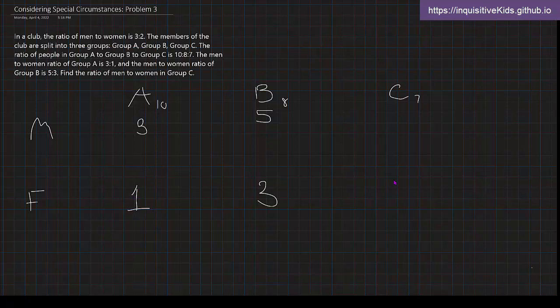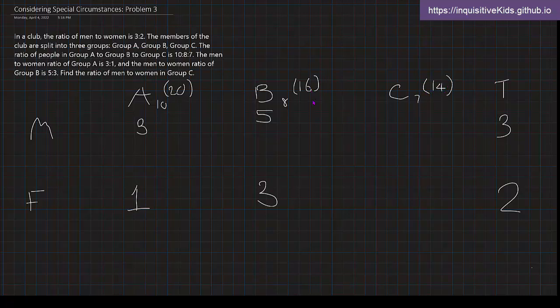Okay, so where do we start? It's really hard with all of these ratios. We also know that the total ratio of men to women is 3 to 2. So what I'm going to first do is let there be a certain amount of people in the club. I'm first going to double each of these numbers. So I'm just going to pretend that in group A there are 20 people, in group B there are 16 people, and in group C there are 14 people. So I'm just doubling this.